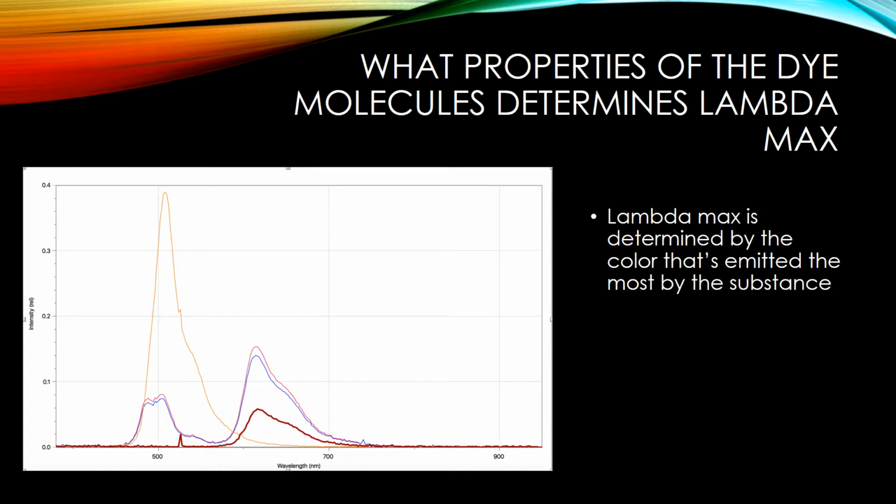This can be seen in our data when both the red glow stick and the mixed glow stick solution have the same lambda max. The mixed glow stick solution has a second peak at a lower wavelength, but it still has the same lambda max as the red glow stick, with a lambda max at about 616 nanometers.